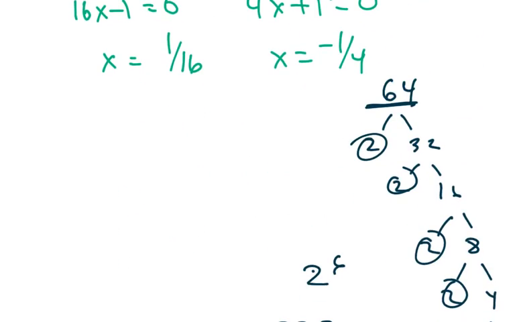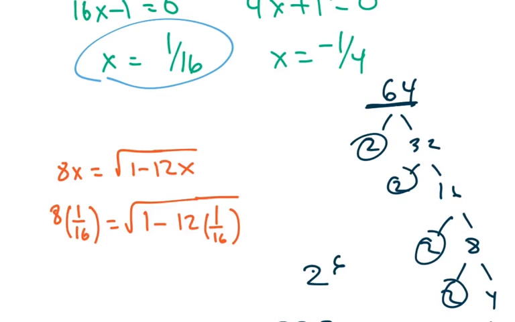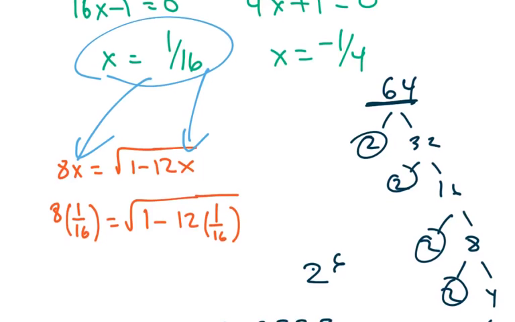So remember, the original equation is 8x equals the square root of 1 minus 12x. So I'm going to plug in 1/16. That's going to be 8 times 1 over 16, equals the square root of 1 minus 12 times 1 over 16. So again, just to be clear here, x is 1/16. I'm just substituting in. You have to check to make sure it works for both values.